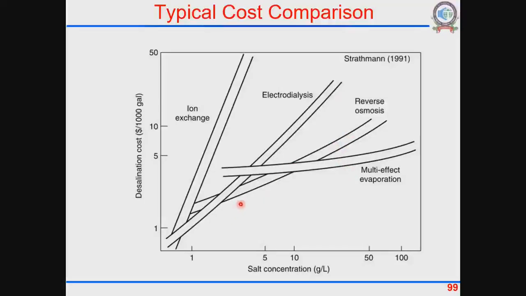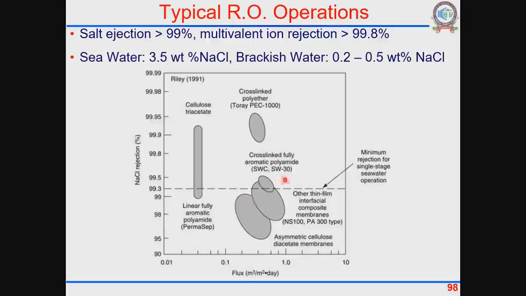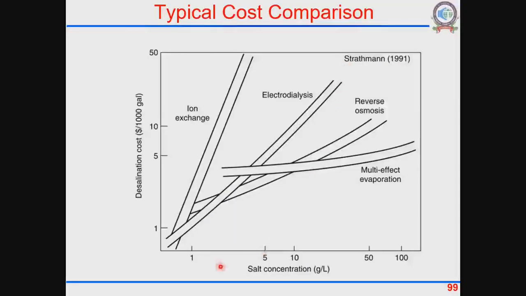Whereas if you take brackish water, remember this was about 0.2 to 0.5% salt. That means it is 2 to 5 grams per liter. So in that case, reverse osmosis is a very good option. Multiple effect evaporation is not such a good option because we have to evaporate large quantities of water. And of course, electrodialysis then starts coming into the picture. That also can be very useful cost-wise. We are not going to look at that.